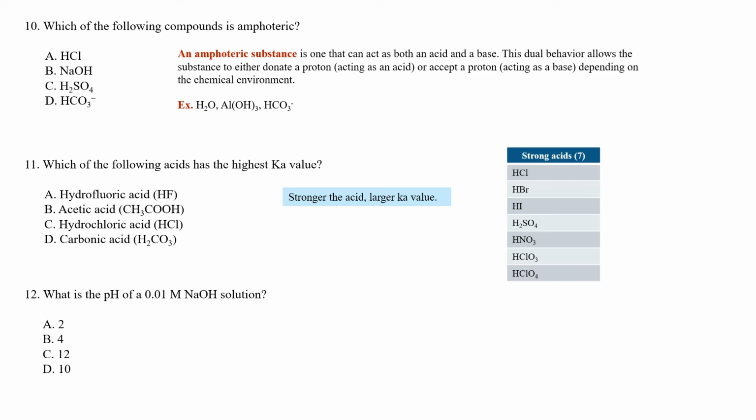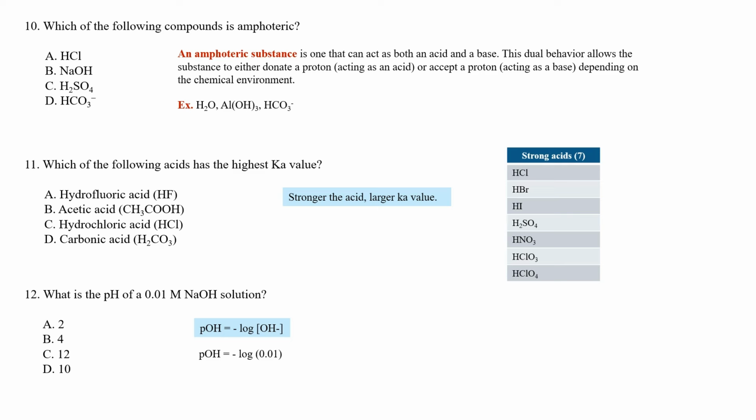Next question. What is the pH of 0.01 molar sodium hydroxide solution? Sodium hydroxide is a strong base. Like strong acids, strong bases are strong electrolytes. They can dissociate into ions 100% completely. Then the OH minus ion concentration is the same as the sodium hydroxide base concentration.